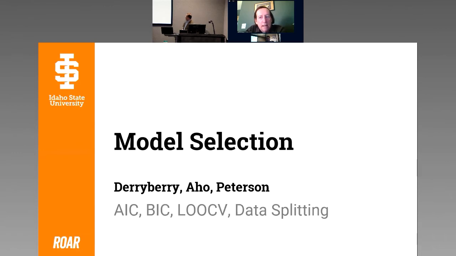So I'm a statistician and I work with Terry Peterson and Ken Aho on model selection quite a bit. And so this is just an overview of model selection with just a few comments related to health physics. So it's a broad view of how we look at things.